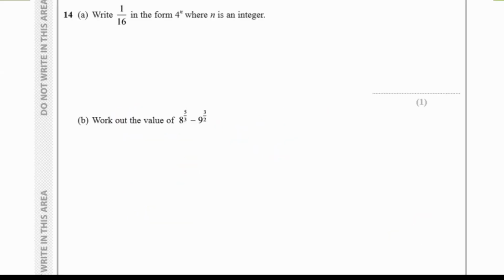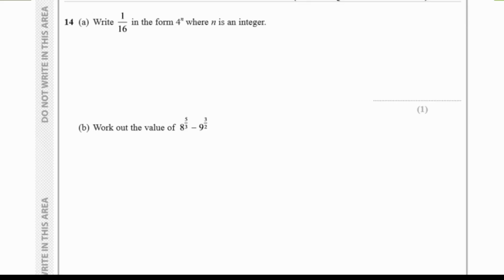Number 14. Write 1 over 16 in the form 4 to the power n, where n is an integer. So 1 over 16 can be written as 1, and if we change the 16 into a base of 4, we can write it as 4 to the power 2. However, if we remove 4 from the denominator and bring it to the numerator, our power becomes minus 2. Therefore, we can say that n is equal to minus 2. So our final answer would be 4 to the power minus 2.